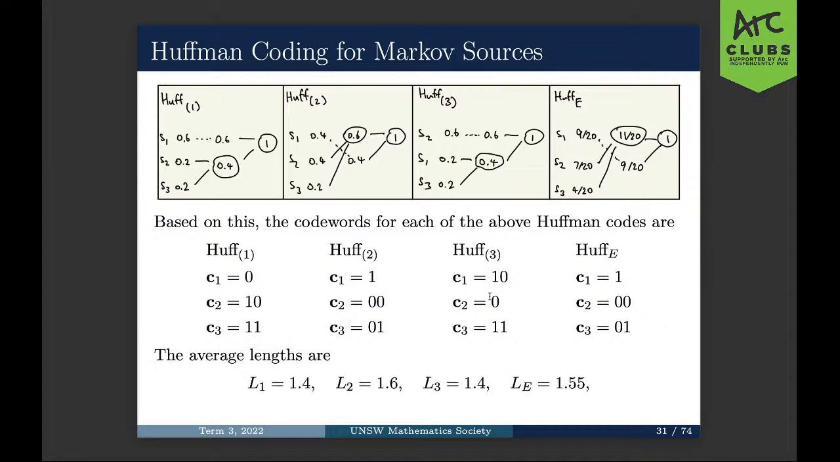And for the average lengths, we just use Knuth's theorem on each of these codes. So 1 plus 0.4, 1 plus 0.6, 1 plus 0.4, and 1 plus 11 on 20, which is these over here.